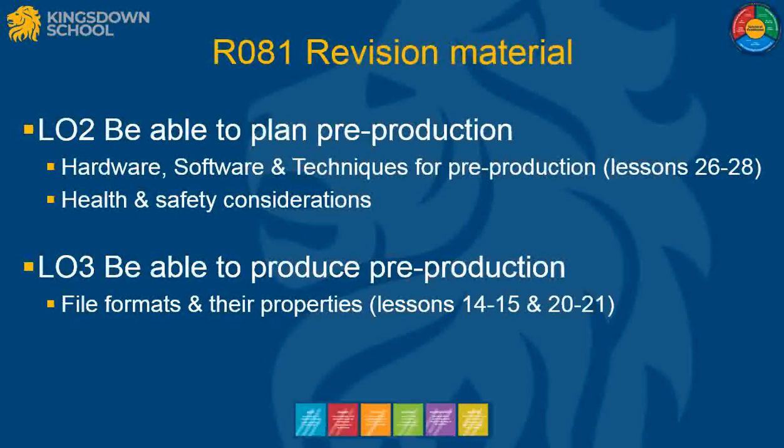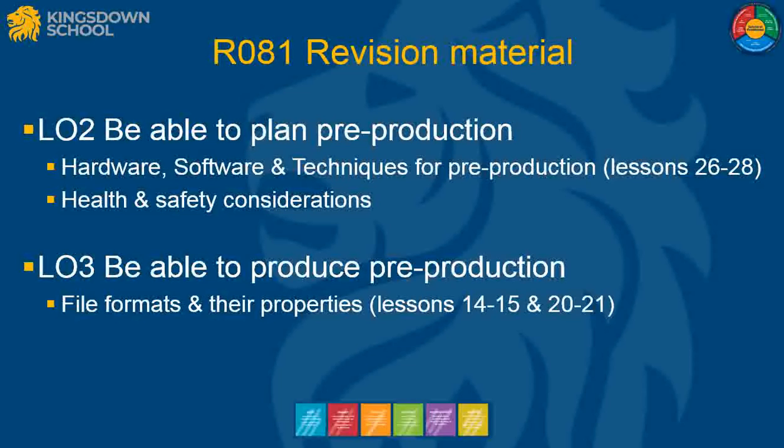Today we're going to be looking at a couple of areas that we probably haven't actually covered before you go into your mock exams, and that's Learning Outcome 2: the hardware, software and techniques for pre-production, and health and safety considerations. Then for Learning Outcome 3, being able to produce pre-production. Then we're looking at the file formats and their properties, and the main focus there will be the moving images and audio, although I will recap with the still images for you.